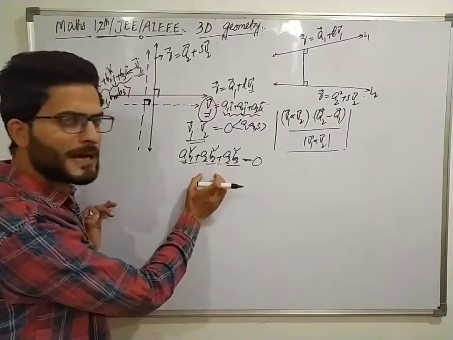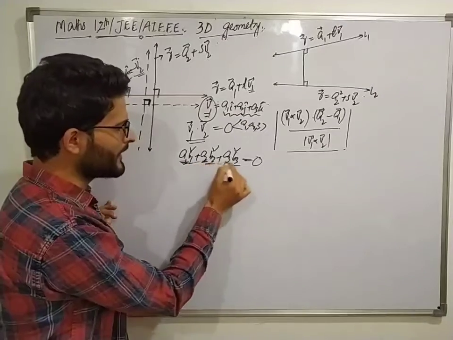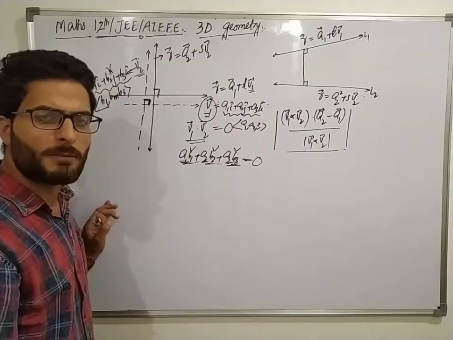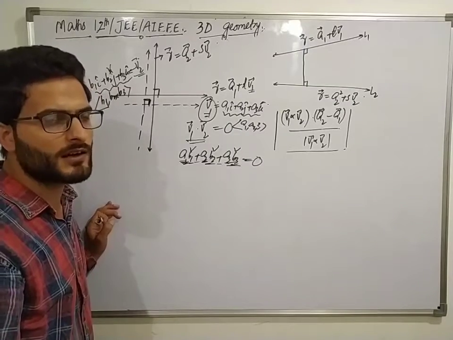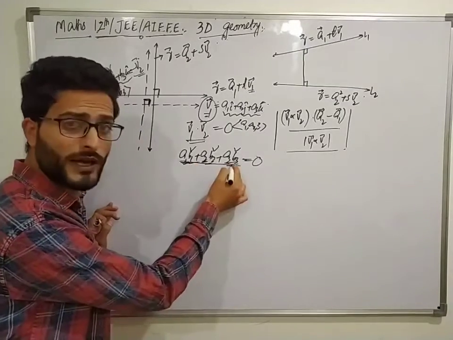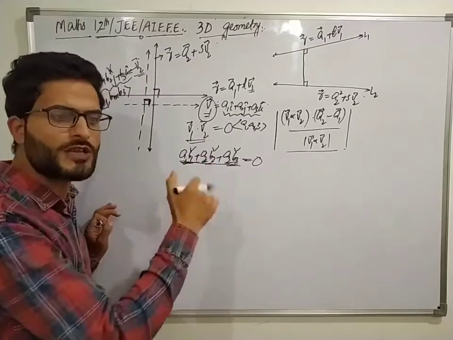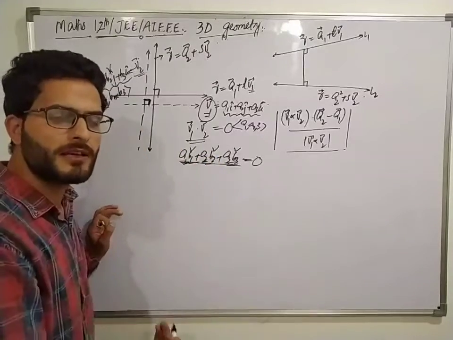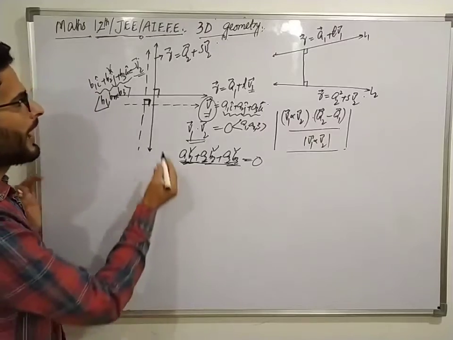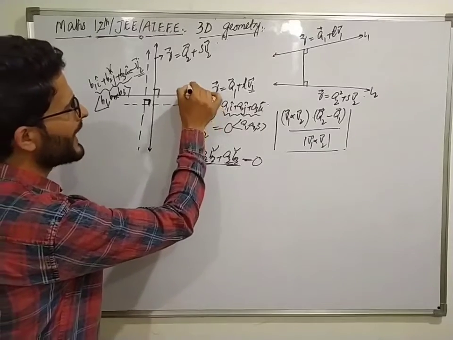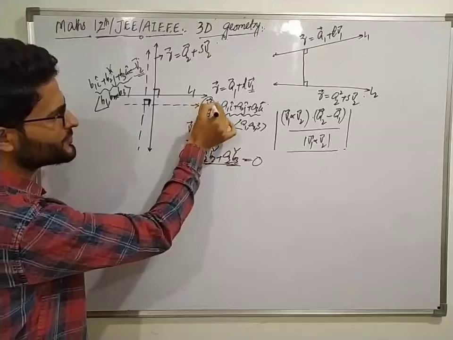Means when two lines are parallel, then the sum of products of direction ratios of their parallel vectors is... When two lines are perpendicular, then the sum of products of the direction ratios of their parallel vectors must be 0, right?